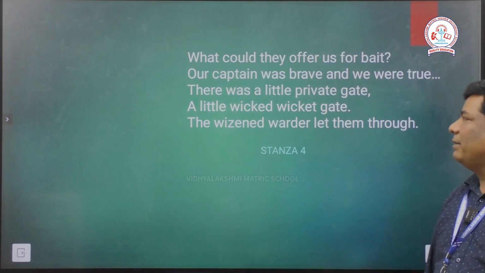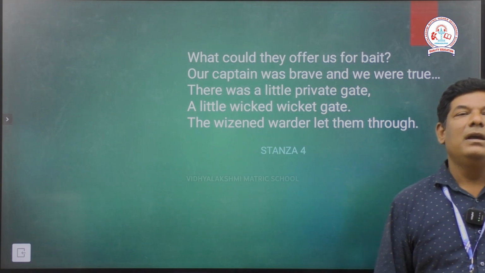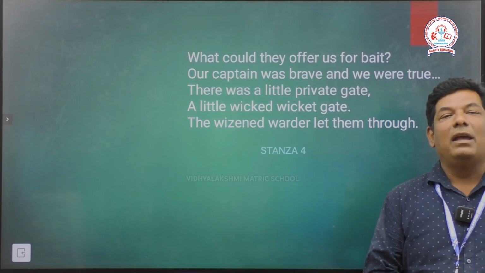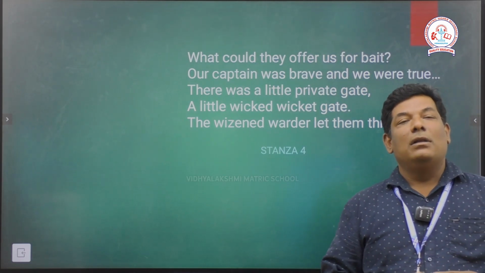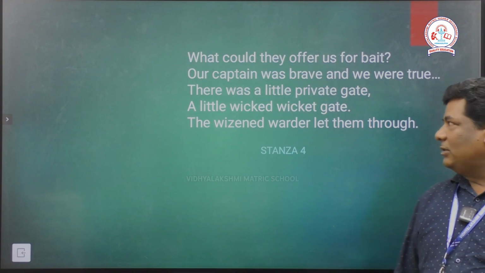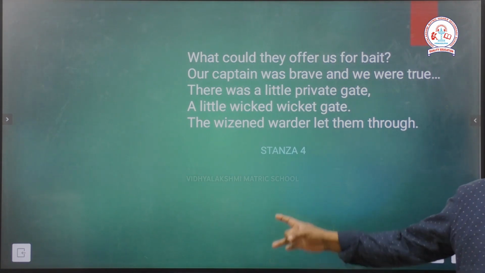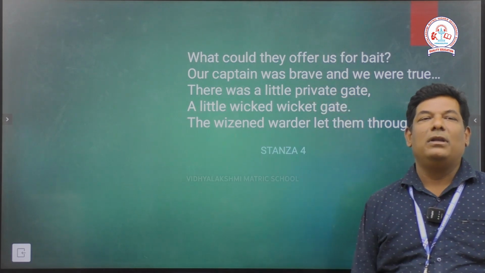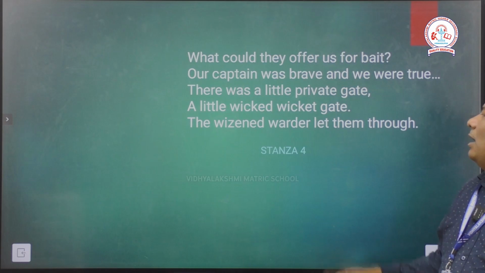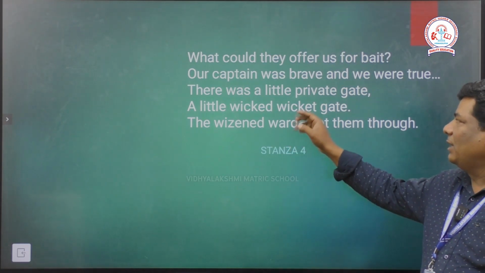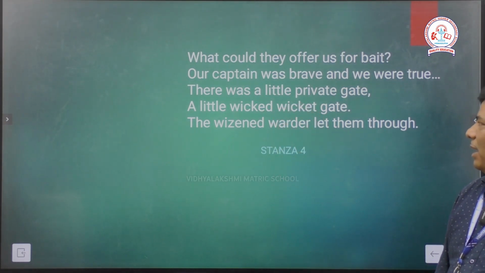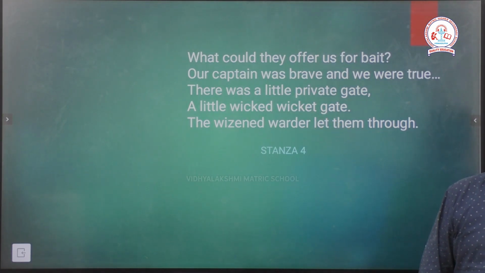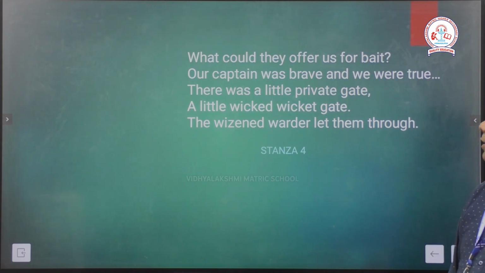And there was a little private gate. This is the place in the poem where a drastic change takes place. The confidence that they have, that they safeguard the castle, becomes shattered in this particular stanza, because there was a private gate. This private gate is responsible for the destruction of the castle. A little wicket means a small private gate would be there for entering the castle. Only few people knew about it.